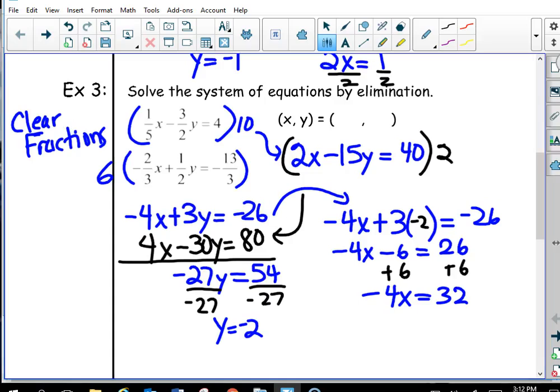And that gives me, hang on, let me stop this video and take a look. Yeah, that was not getting to the answer that I expected, and here's my error, I just dropped that negative. So let's try that again. Negative 26 plus 6 is negative 20. Divide that by negative 4, I'll get x equals 5.